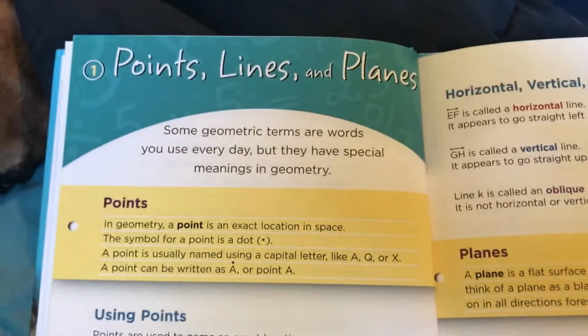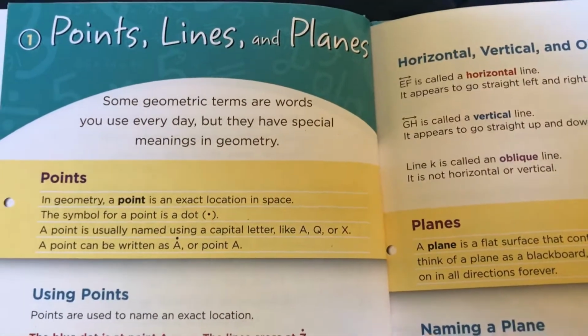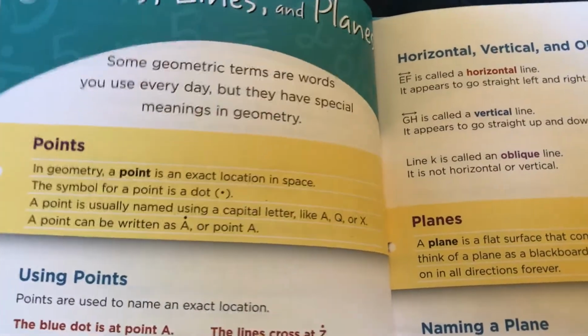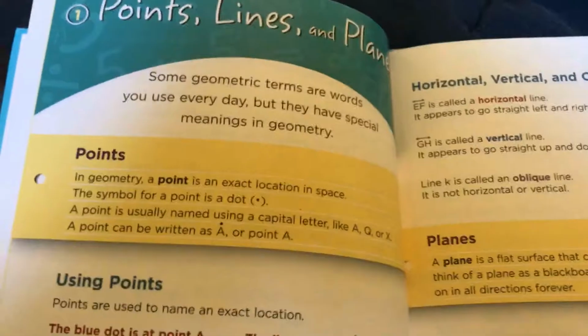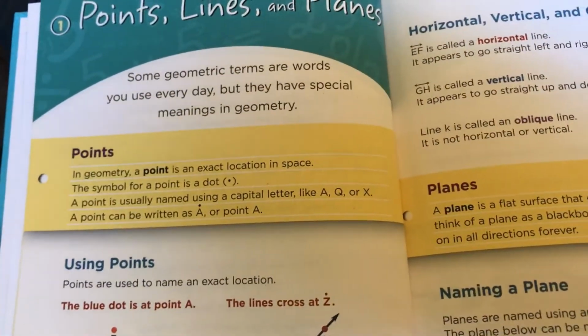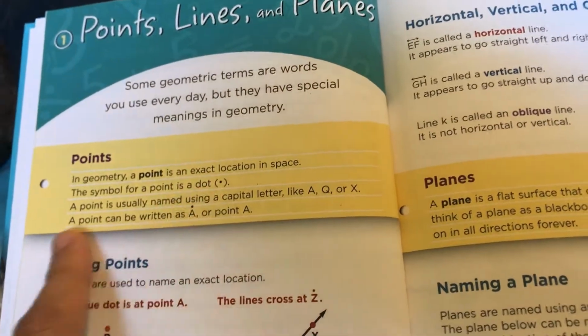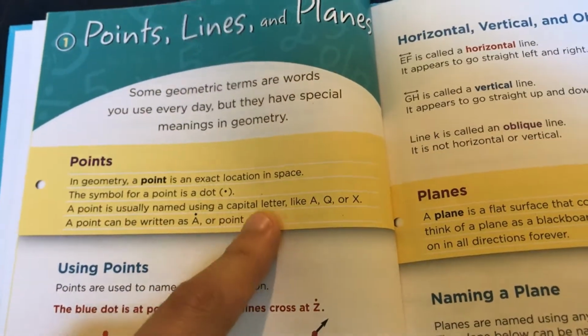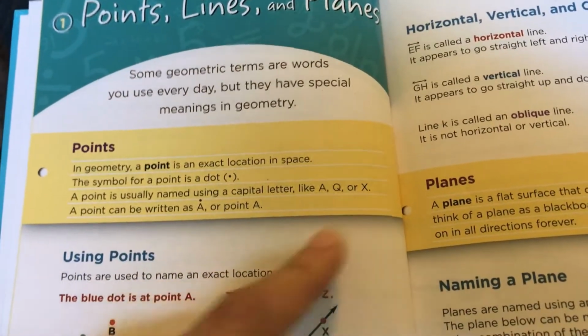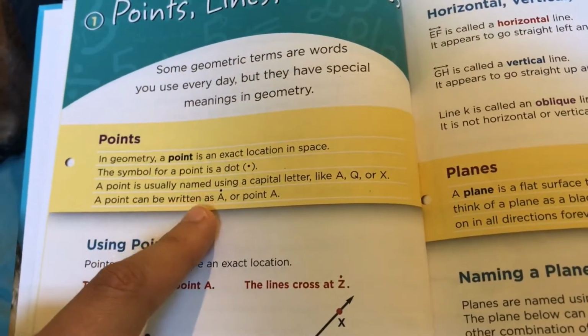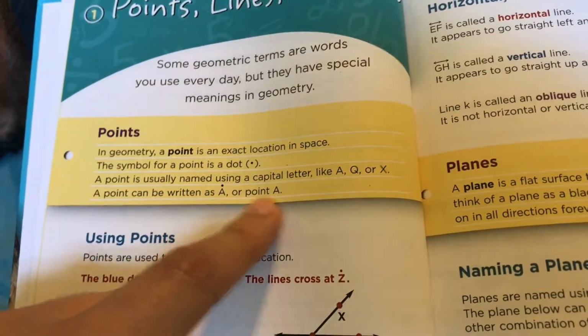Points, lines, and planes. Some geometric terms are words you use every day, but they have special meanings in geometry. Points. In geometry, a point is an exact location in space. The symbol for a point is a dot. A point is usually named using a capital letter, like A, Q, and X. A point can be written as A, or point A.